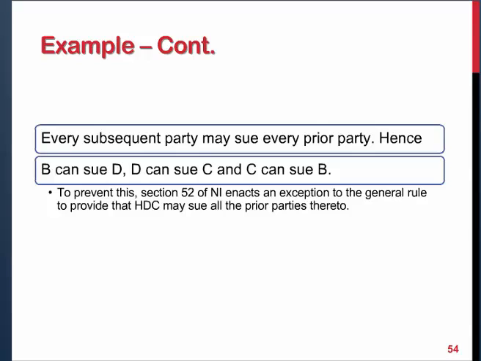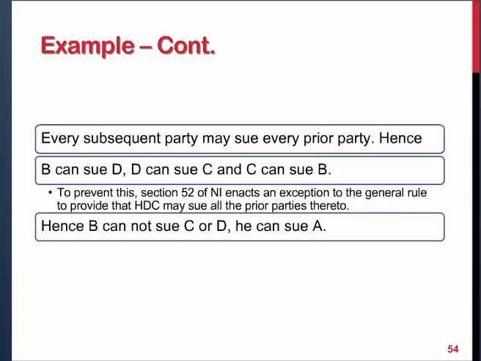To prevent this, Section 52 of the Negotiable Instruments Act enacts an exception to the general rule to provide that a holder in due course may sue all the prior parties thereto. Hence, B cannot sue C or D, but he can sue A. That was an example of negotiable back.